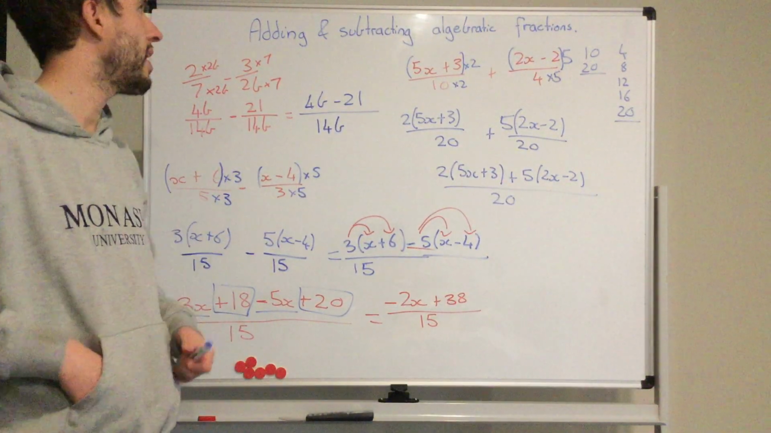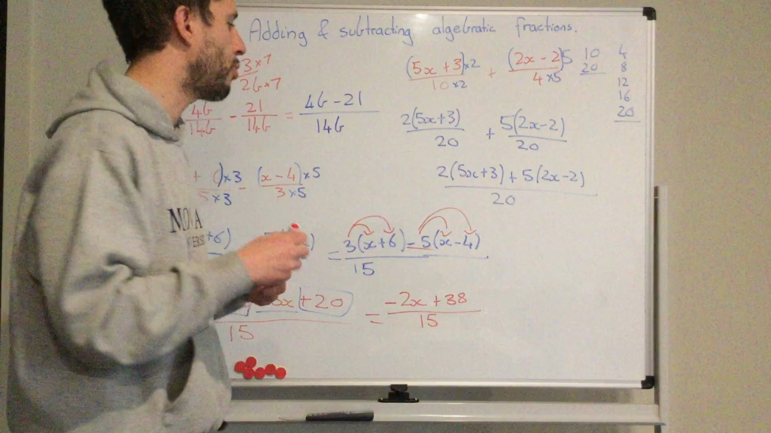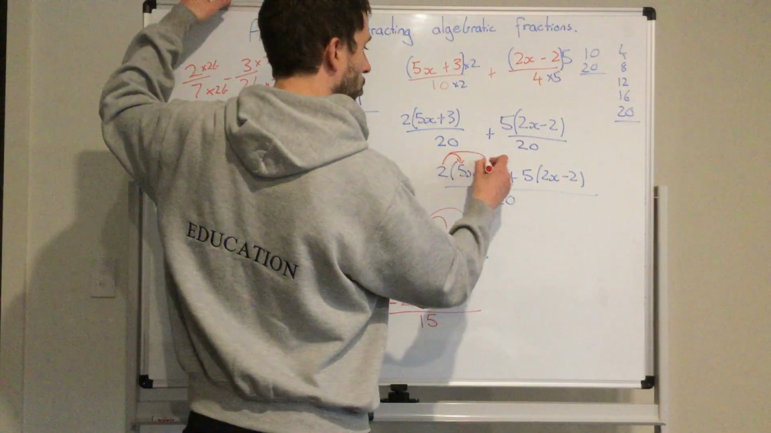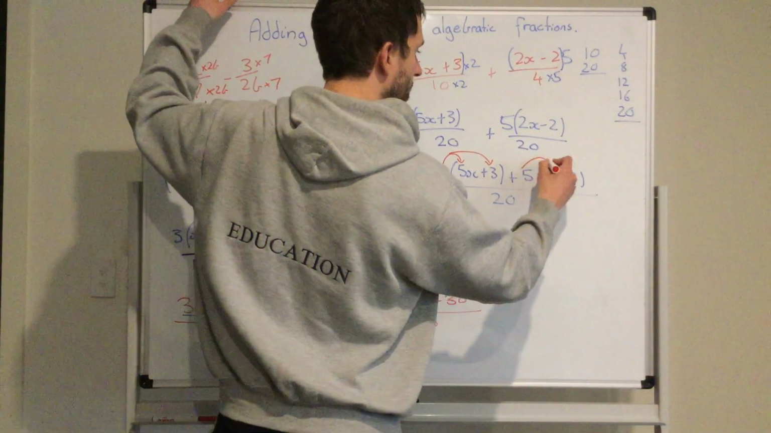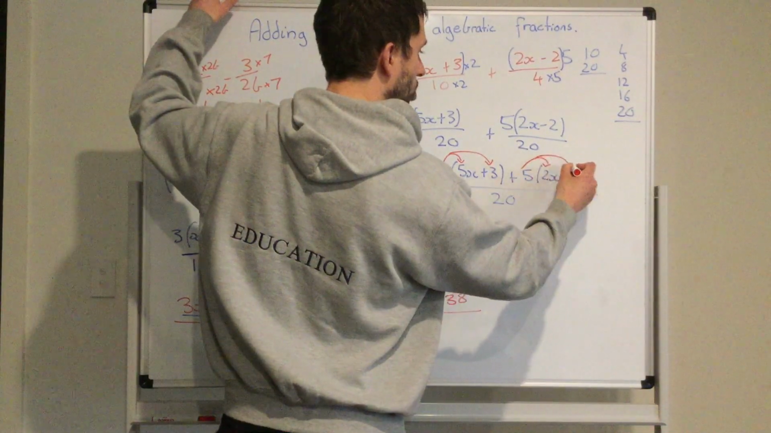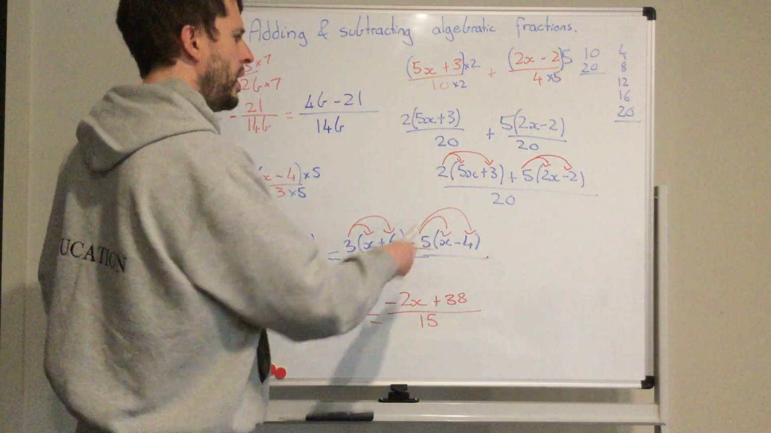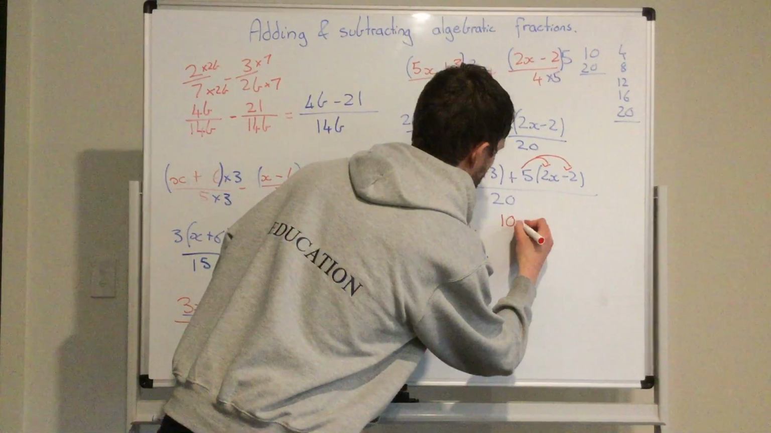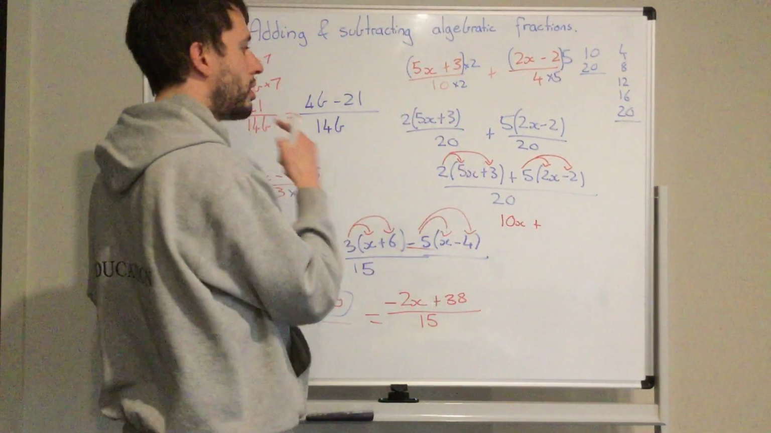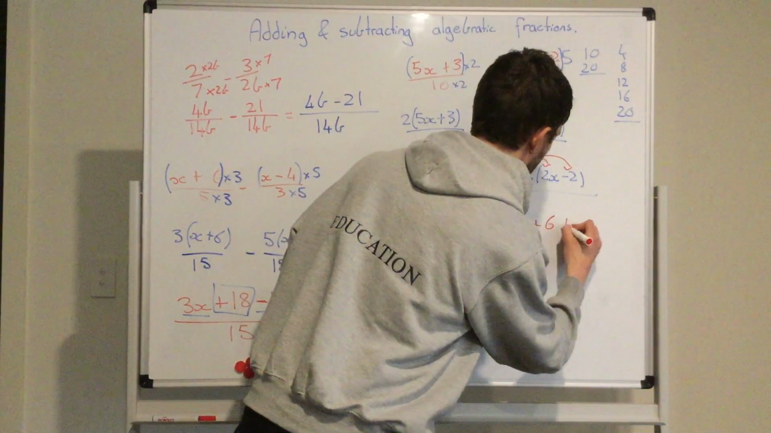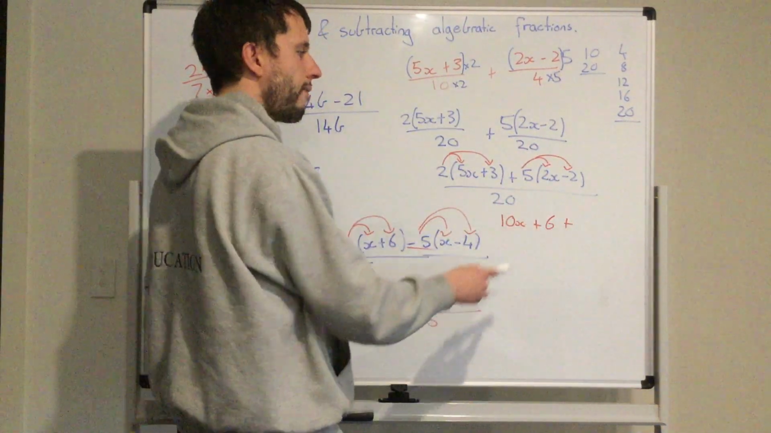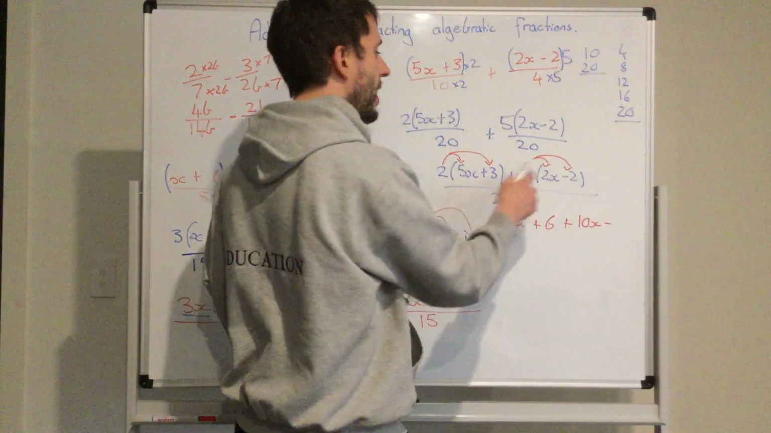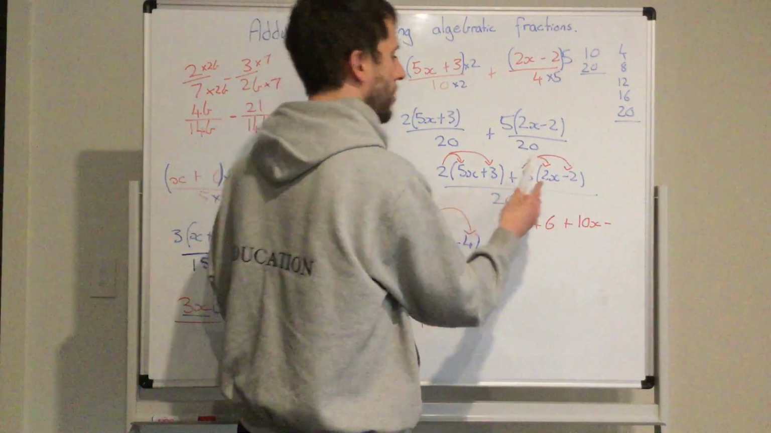And the way we simplify is first, we need to expand these brackets. That means this 2 needs to multiply with the 5x. The 2 needs to multiply with the 3. The 5 needs to multiply with 2x and also negative 2. So 2 times 5 equals 10. So 2 times 5x is 10x. 2 times 3 equals 6. Positive and positive is a positive. 5 times 2 equals 10x. So well done. And negative and a positive equals a negative. 5 times 2 equals 10.